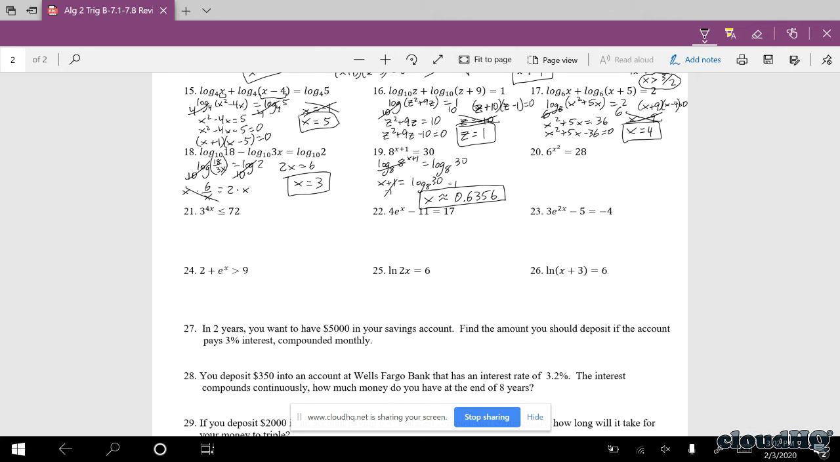Number 20, I'm going to log with the base of 6. That way I can cancel out that 6. So I get x squared equal to log base 6 of 28. To solve that, I'm going to have to square root it, and then I'll have to do plus minus. Plug that in your calculator, and it is plus or minus, you get about 1.3637.